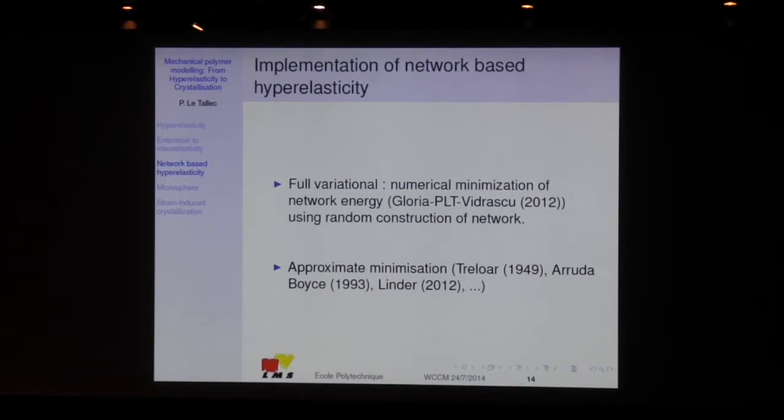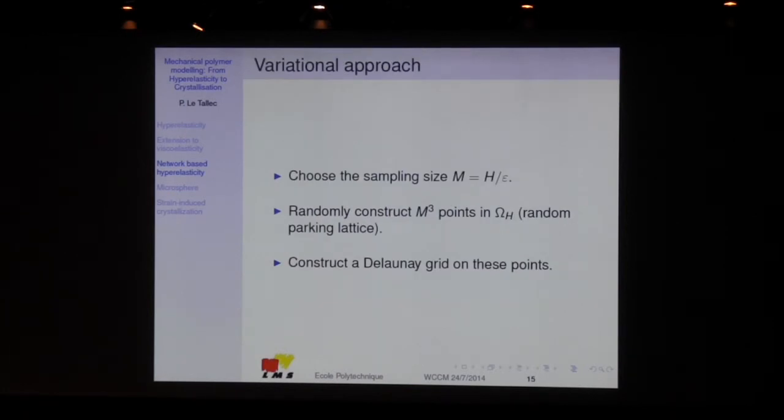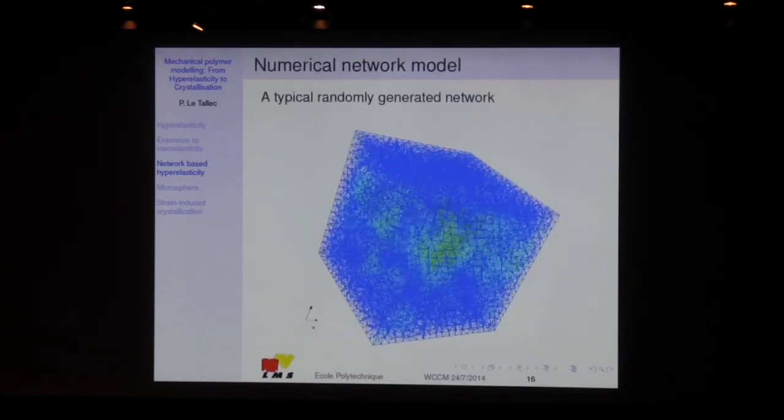We can make it brute force, like we have recently done with Antoine Gloria and Marina Vidascu, trying to find the numerical minimization of the network energy, at least to see what you obtain. Or you can use approximate minimization. Brute force, well, you generate randomly a network of nodes. You construct a Delaunay grid of the network in order to have local connection between different nodes. They give you this type of figures.